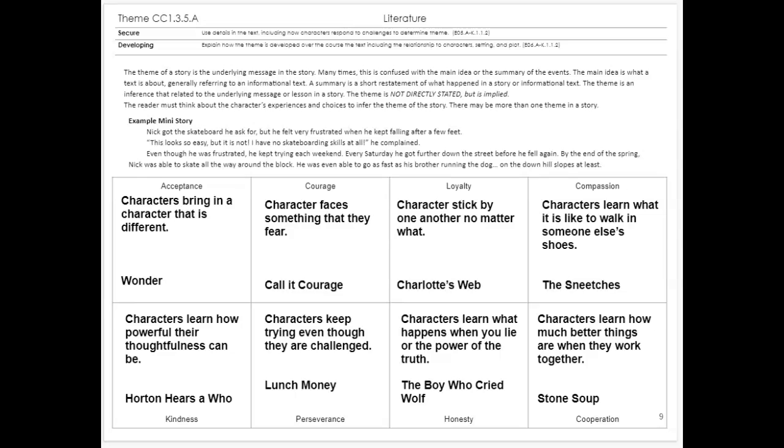So again, we're going to work on using details in the text, including how characters respond to challenges, to determine the theme, which could also be called a lesson or possibly a moral. Not every story has a lesson or a moral, but the theme is what we can learn from a story.